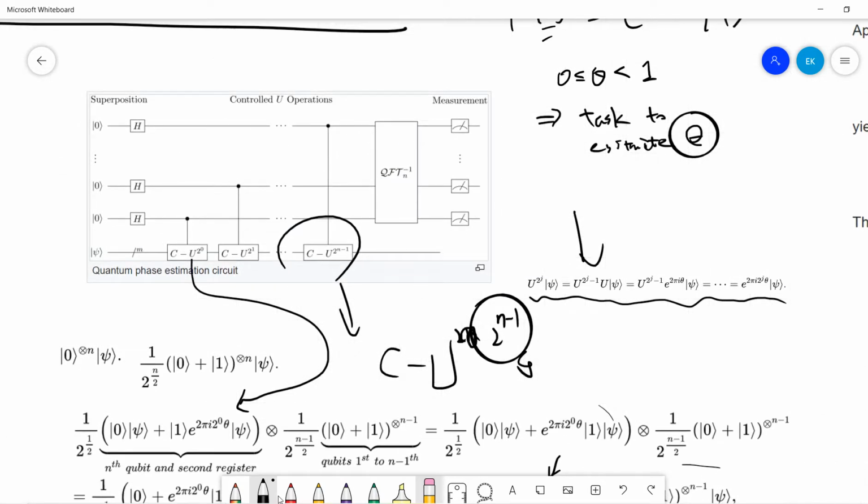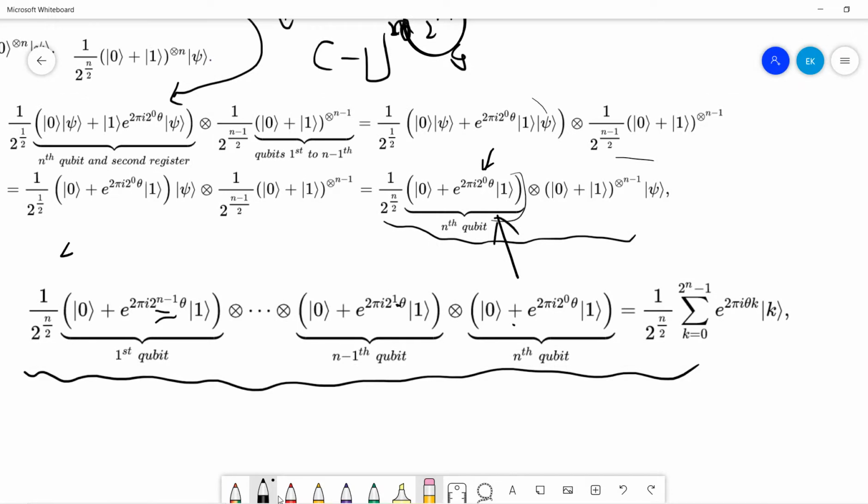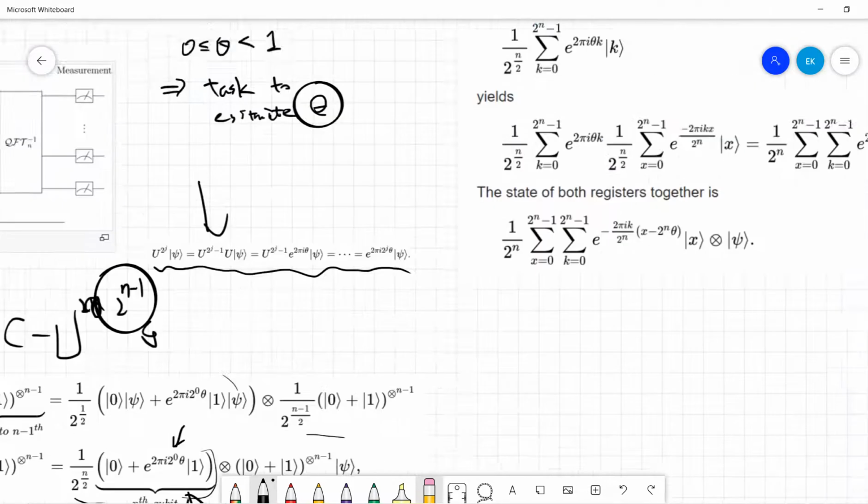These are all the states here. You can expand it, and you get 0, 0. But it is easy to see that this is just exponential 2 pi i theta k, where k is from 0 to 2 to the n minus 1, because the 0 and 1 accumulate to each basis state from 0 to 2 to the n minus 1, and you get exponential 2 pi i theta k.